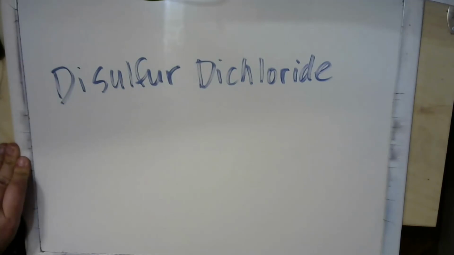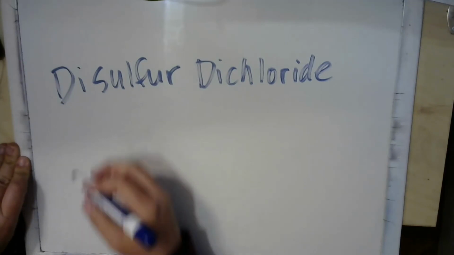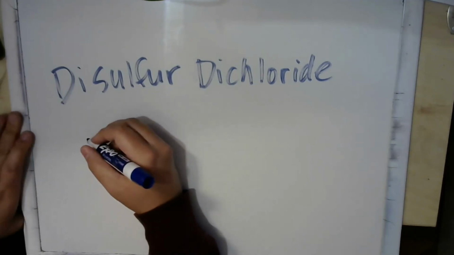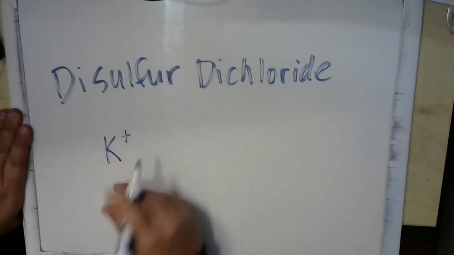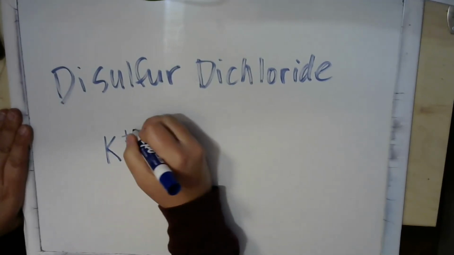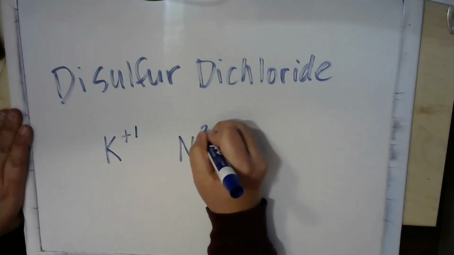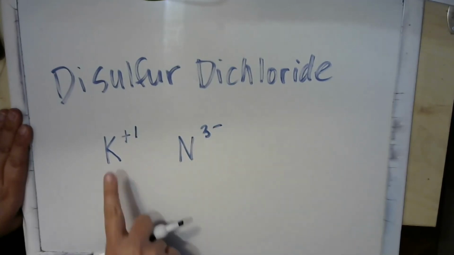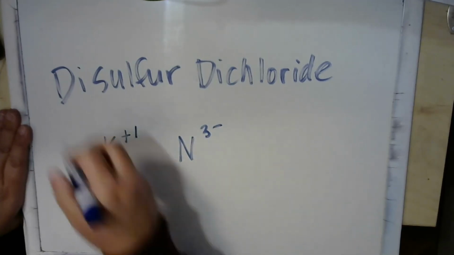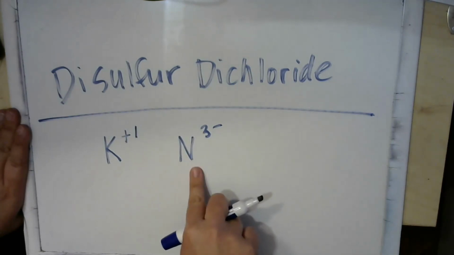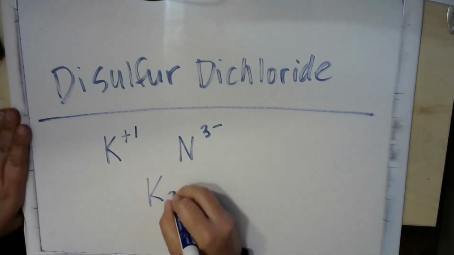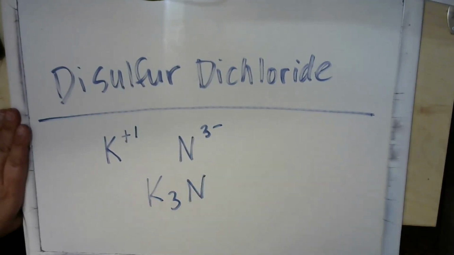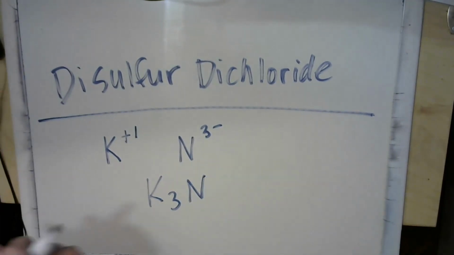And our last example, potassium nitride, is an ionic compound. So I have to make the formula based on the charges. So potassium is a +1 charge. Nitrogen is a -3 charge. I'll need 3 potassiums to balance out the charge of the nitrogen. So my formula will be K3N.